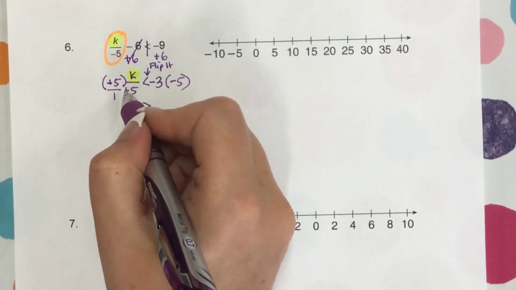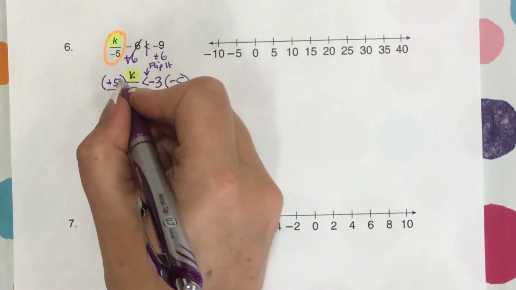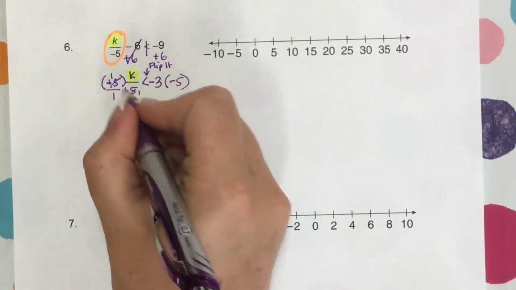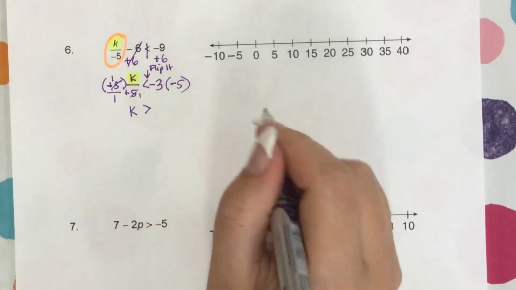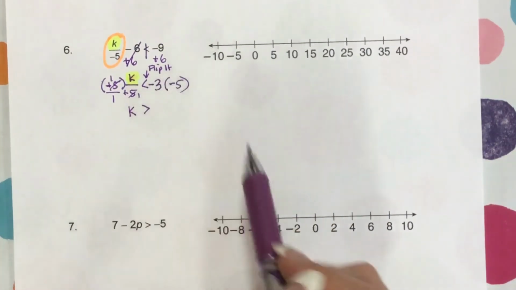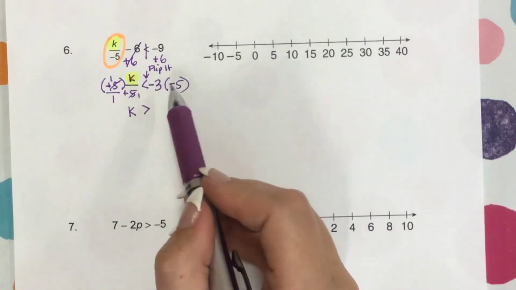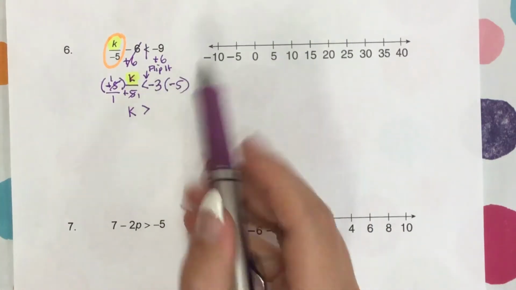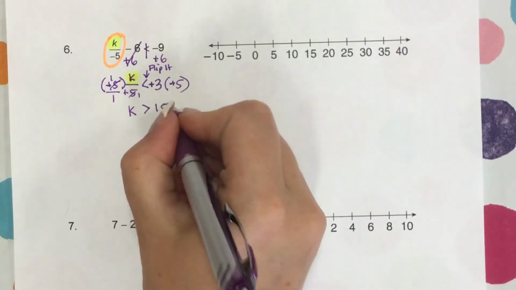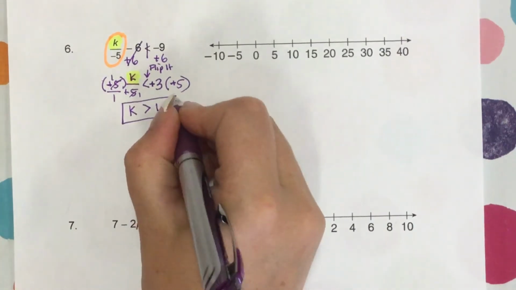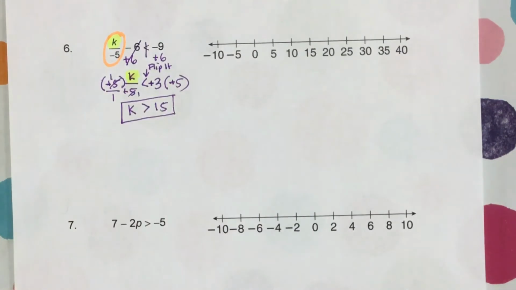When we cross-cancel these fractions, because we're multiplying them, they both have a common factor of 5, so they become 1, and all of this is 1 times K, which means K is now by itself. Now let's simplify this side of the equation. We have a -3 times a -5. A negative times a negative is a positive. 3 times 5 is 15. So that is our answer. K is greater than 15.